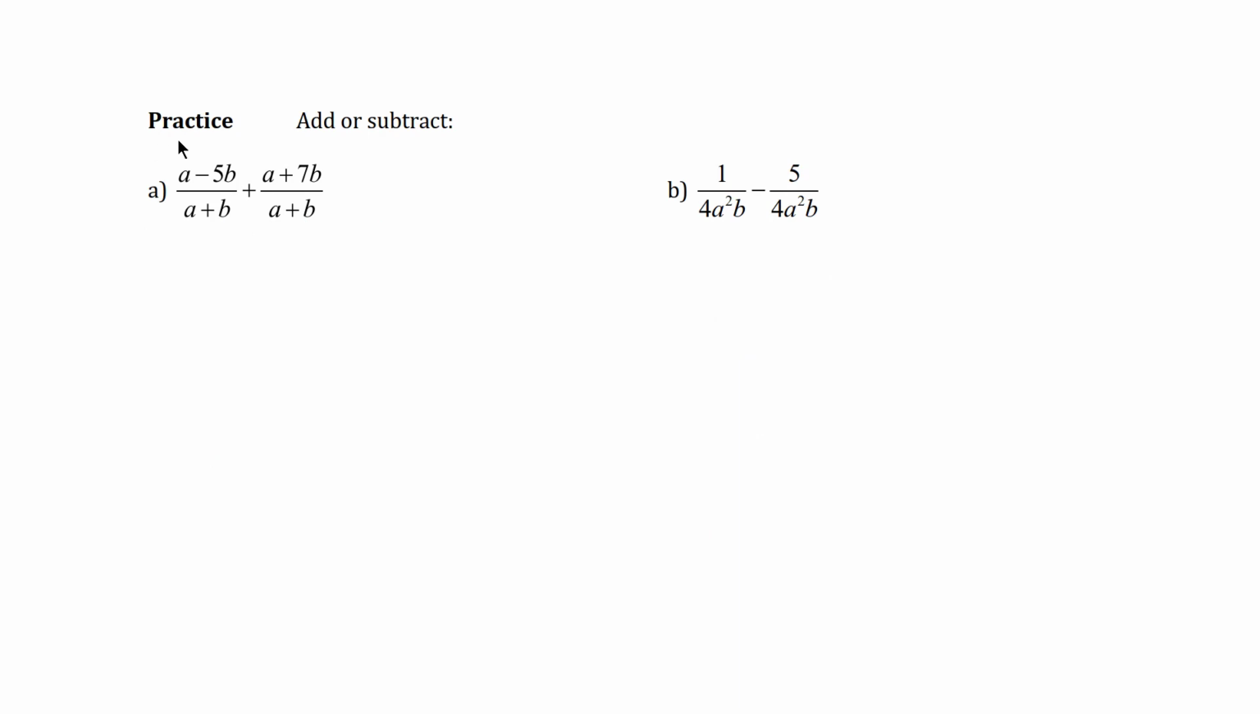Next, we have a practice problem, add or subtract. For part A, we have a minus 5b divided by a plus b plus a plus 7b divided by a plus b. For part B, we have 1 divided by 4a squared b minus 5 divided by 4a squared b. Alright, so go ahead and pause the video, try out these problems, and then check back with the video to see the answers.